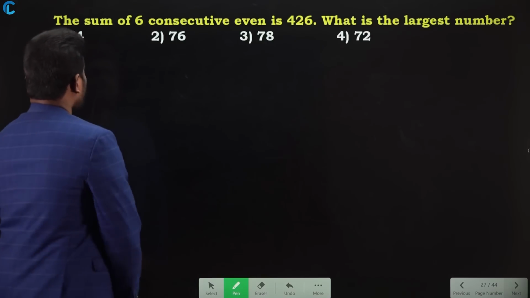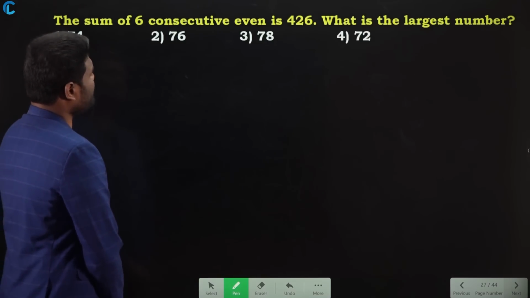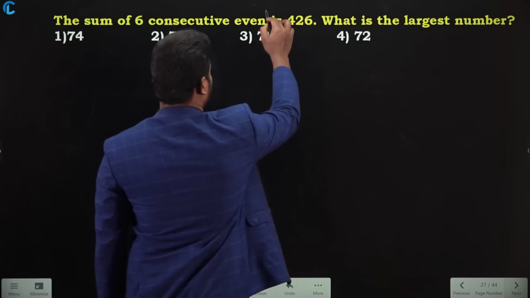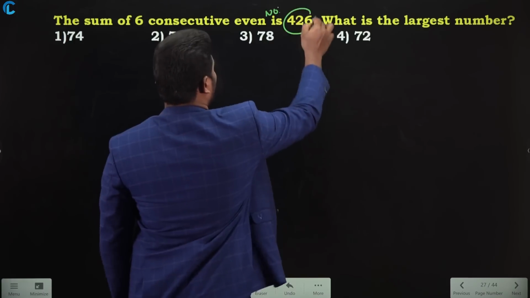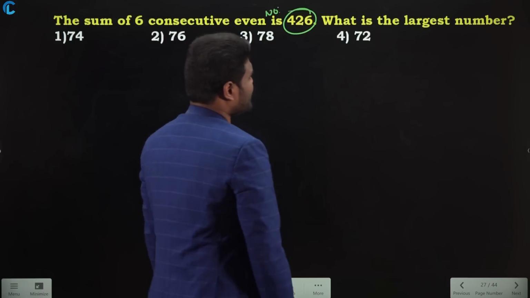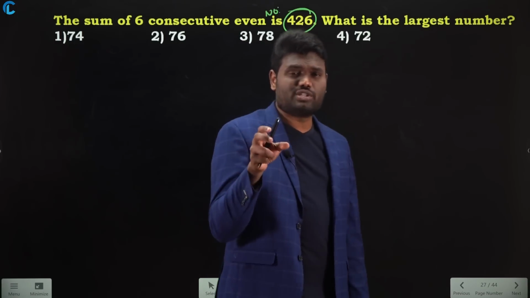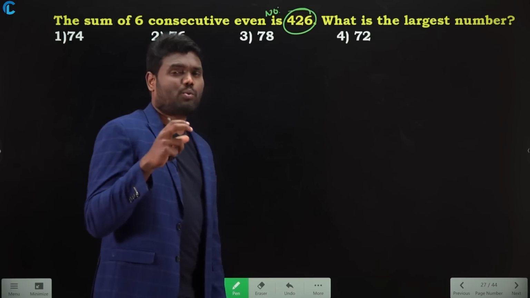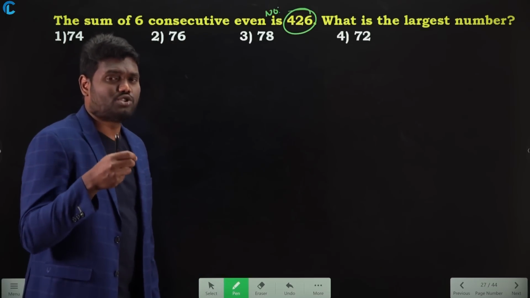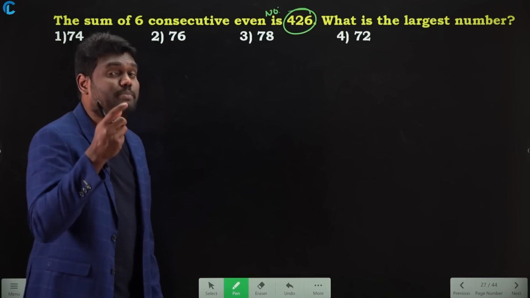Let us look at the next one. The sum of 6 consecutive even numbers is 426. What is the largest number? Now even this question is also similar to previous questions, but in this question it was not mentioned as average, it is mentioned as sum.